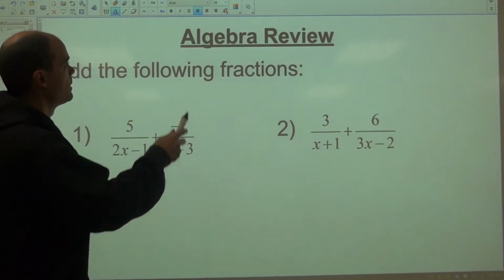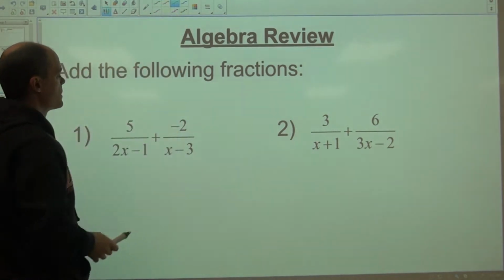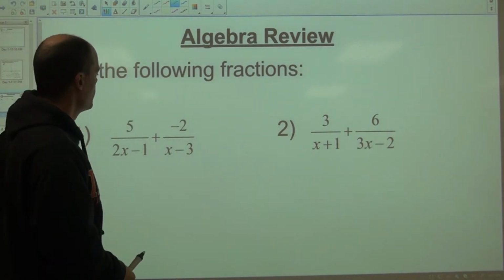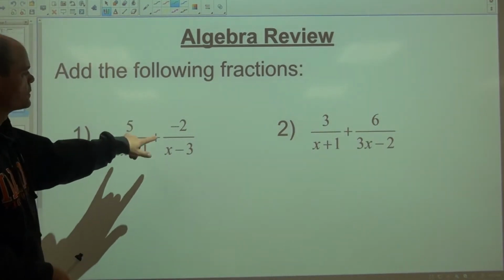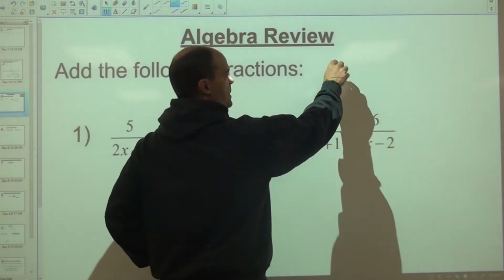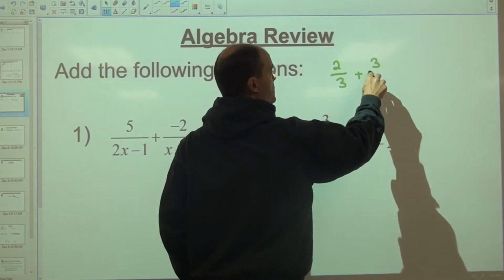In order to do that, we need a lot of algebra background. So we're going to start with something very fundamental from way back in the day. All right, how do we combine algebraic fractions? Well, we combine algebraic fractions the same way we would combine any normal fractions.